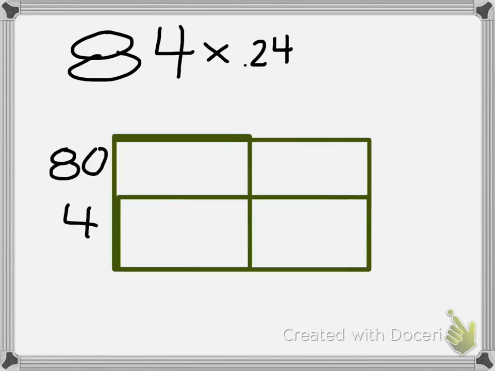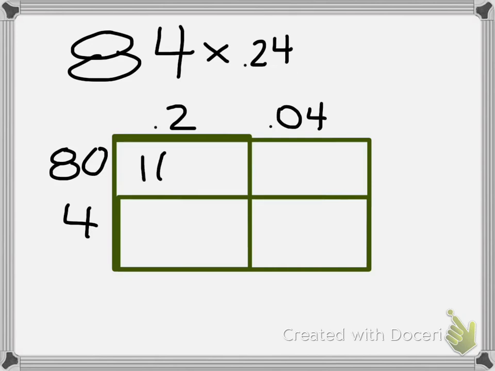All right, guys, hopefully you broke this up into 80 and 4 multiplied by, well, right here you should have 2/10, because this is 2/10. And then right here you should have 4 hundredths, because this right here is 4 hundredths. All right, let's start multiplying.